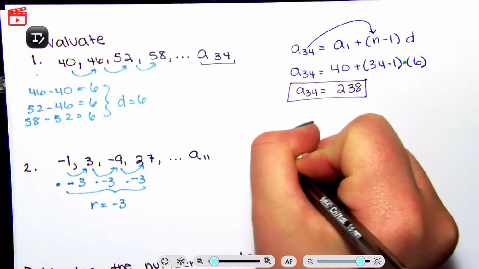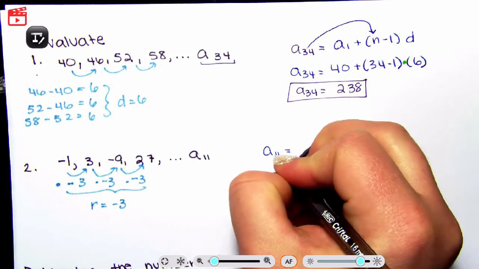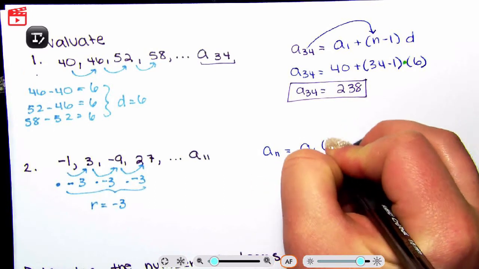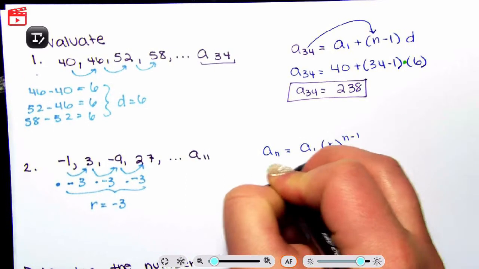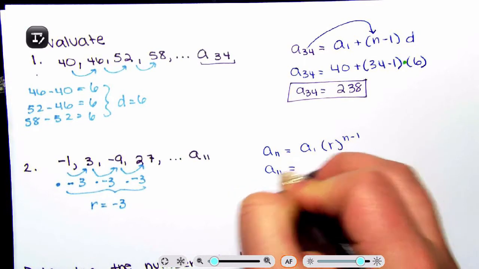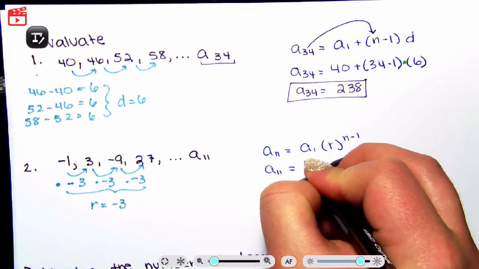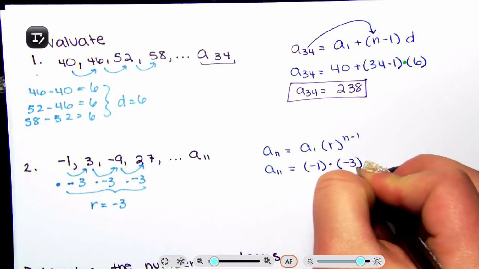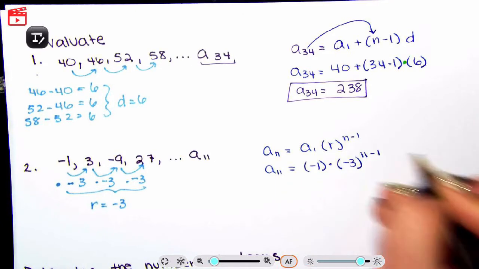I'm looking for a sub 11 is equal to, you can do a sub n first if you want. So a sub n is equal to a sub 1 times r to the n minus 1 power. In this case, we are looking for 11th term, so a sub 11. First term in the sequence is negative 1 times my common ratio, which is negative 3. We are looking for the 11th term minus 1.